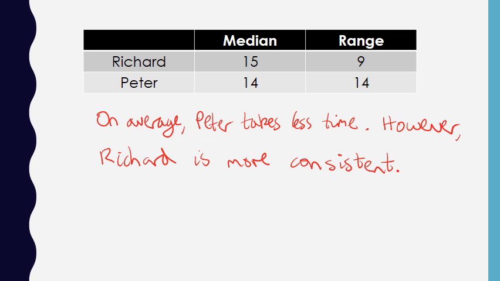However, what we do see is that Richard has quite a difference in his range. It's a lot lower. And if you've got a lower range, it means your numbers are less spread out. And so therefore Richard is more consistent. These are two really important parts here. So this on average is really important for you to use, and also this word consistent is really important to use. And consistency we always talk about when we're looking at range.